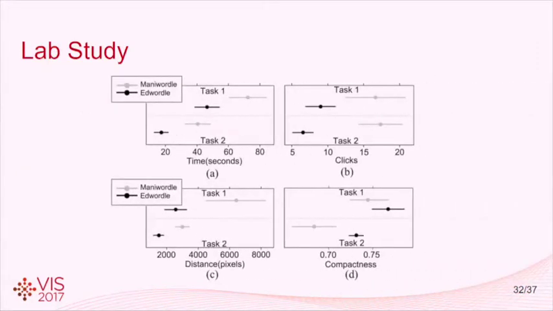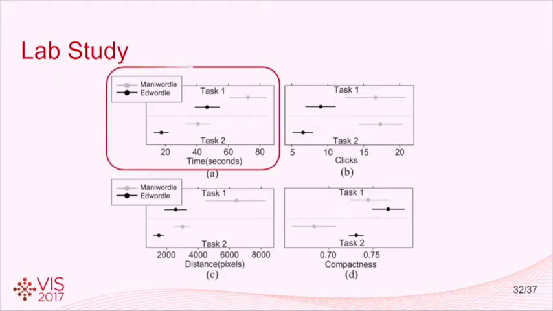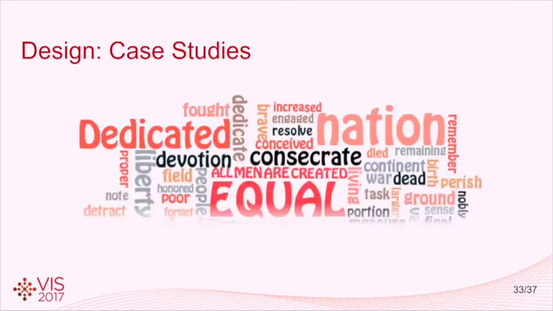The results of our quantitative measures are summarized in the 4 figures. All measures show a clear and strong effect of EdWordle being more efficient than ManyWordle. For example, the first figure compares the time users spend on tasks. The black line represents EdWordle and the gray line represents ManyWordle. We can see that in general, it takes less time for users to finish their tasks with EdWordle.